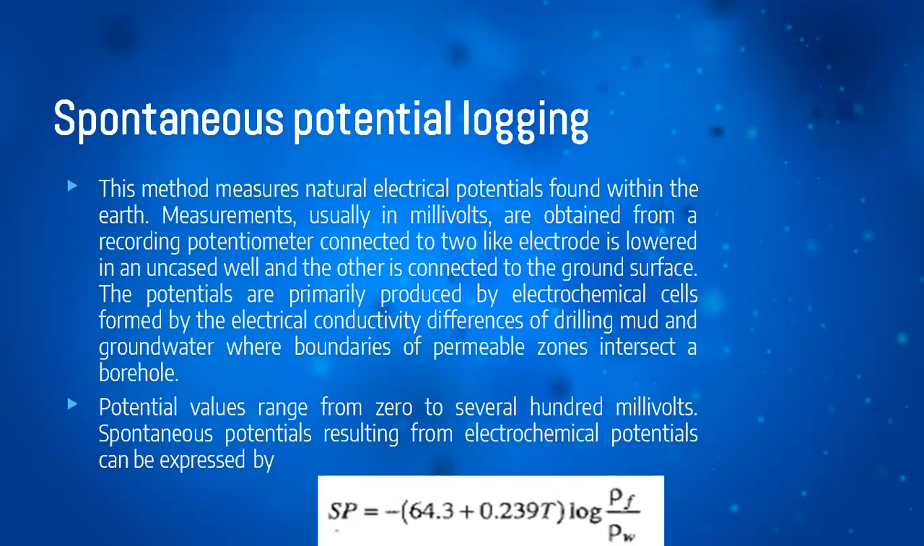Potential values range from 0 to several hundred millivolts. Spontaneous potential resulting from electrochemical potential can be expressed by this equation: SP is equal to minus (64.3 plus 0.239 T) log ρf by ρw. Here, ρf is the drilling fluid resistivity in ohm meters, and ρw is the groundwater resistivity in ohm meters. Generally, T represents the temperature in degrees centigrade.